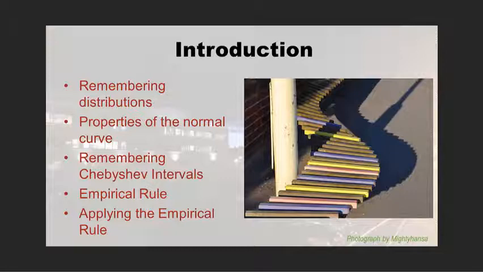We're going to learn about the different properties of the normal curve. And we're going to review a little bit of Chebyshev's rule or theorem. Remember that? We're going to figure out what was actually good, what he did that was really helpful, and what wasn't. And then we're going to look at the empirical rule and how we can use that with normal distributions, and then how to apply the empirical rule.